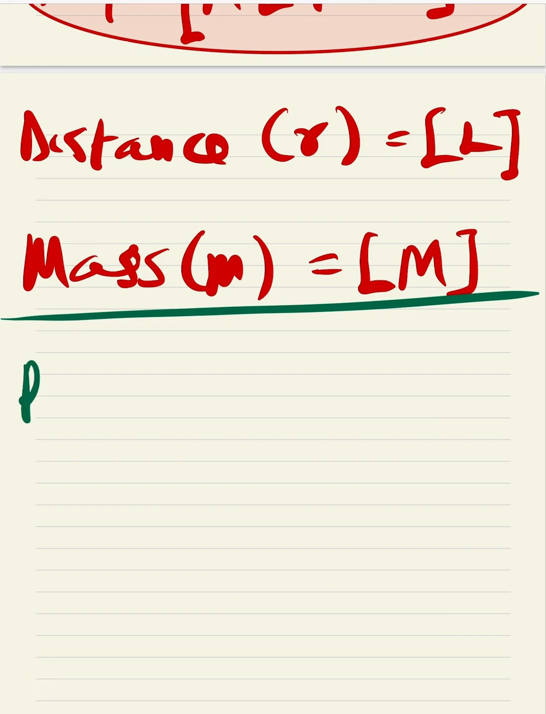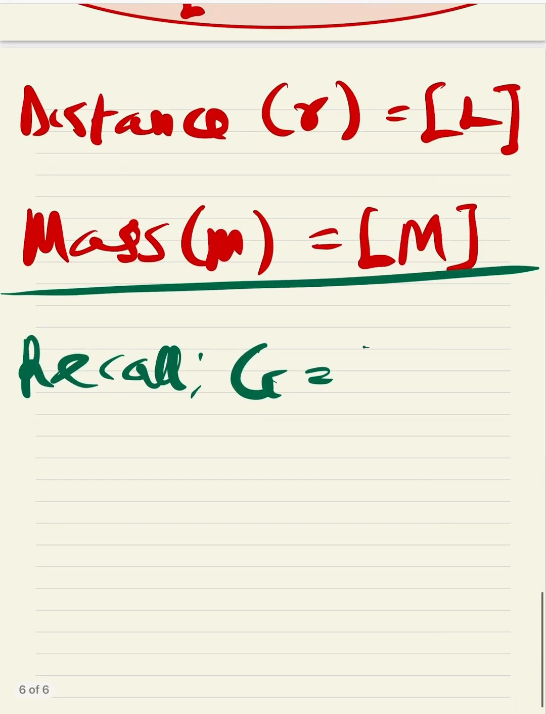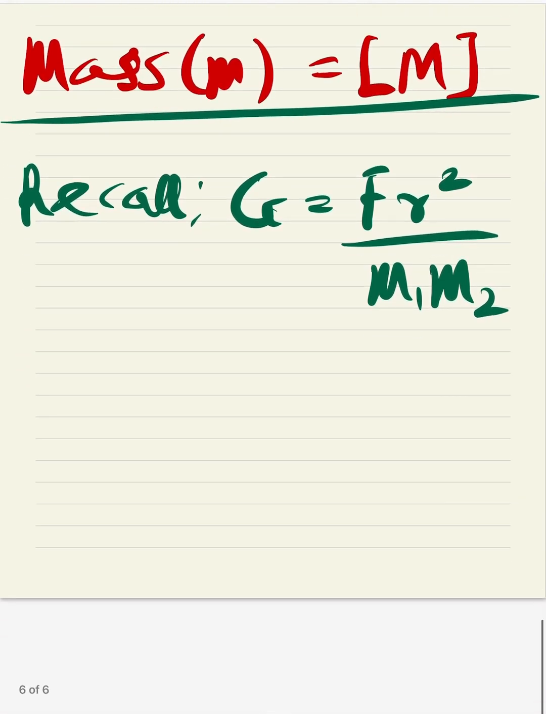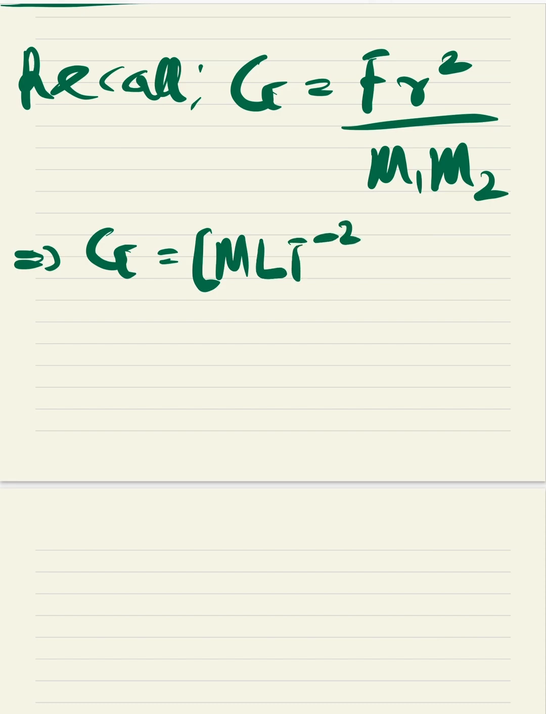So if you recall, we say G, if you go up, you see what G is, F equals G m1 m2 over r squared. So let's put it now. If you substitute all of those things in it, the G is going to give us MLT^-2 for the force. Then we have L for that radius. There is a square there, so don't forget the square.